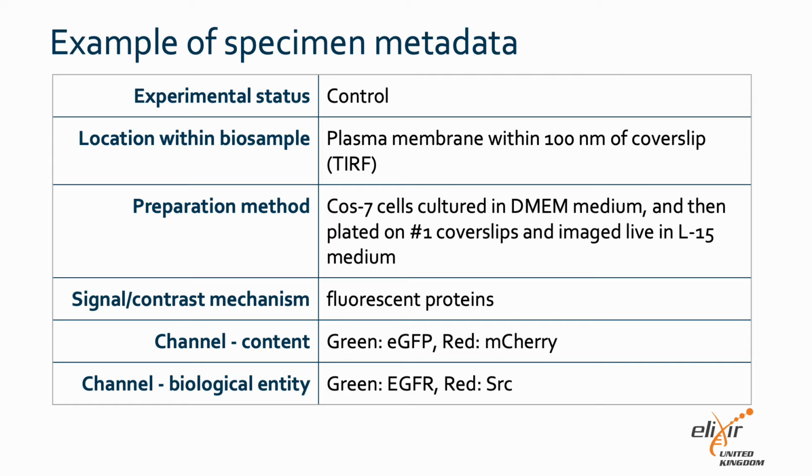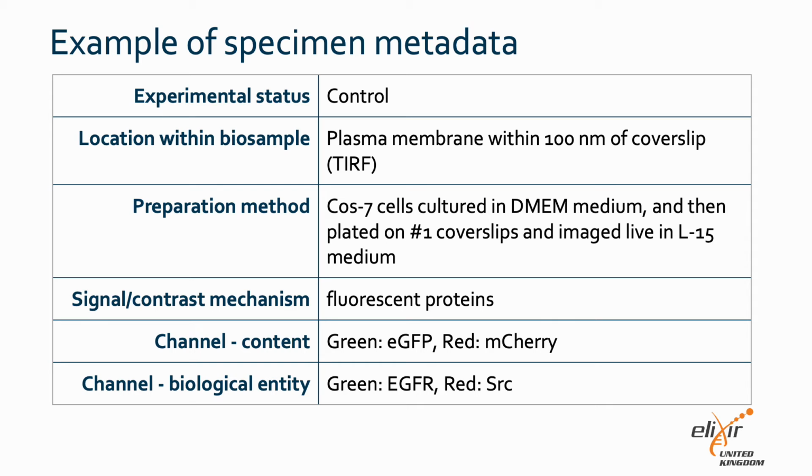Here is an example of an experiment using a TIRF microscope. It is a control sample of cells whose plasma membrane is imaged within 100 nanometers of the cover slip. This is typical of TIRF. Next, the preparation method is described. Note that this method assumes that the reader will recognize the techniques used, the abbreviations, and the equipment described. It is not a long description.